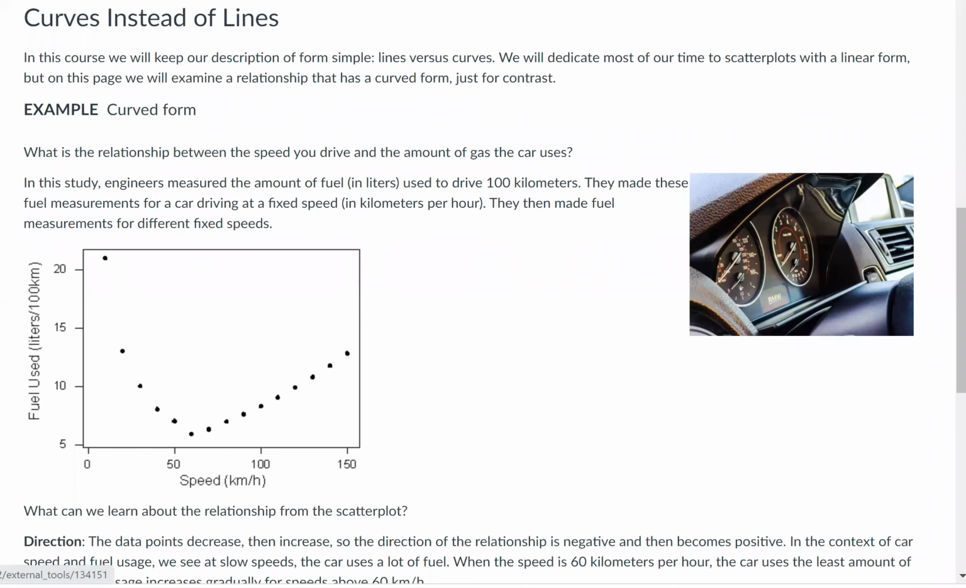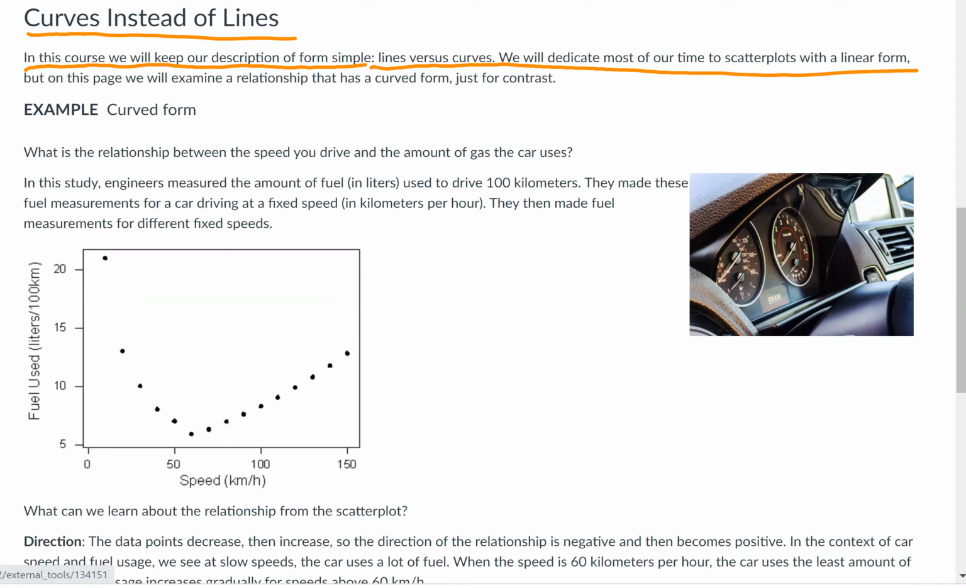Now, all the examples we've seen so far have had more of a linear relationship, but what about if it's a curve shape instead of a line? In this course, we'll keep our description of forms simple, lines versus curves. We won't specify what kind of curves. That'll be in another statistics class or another class you might take in the future, or maybe not.